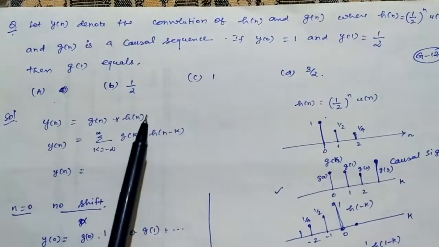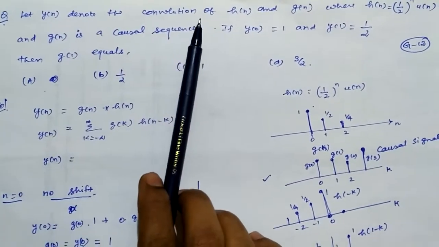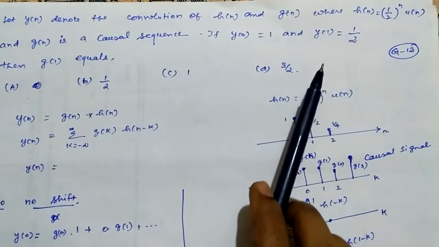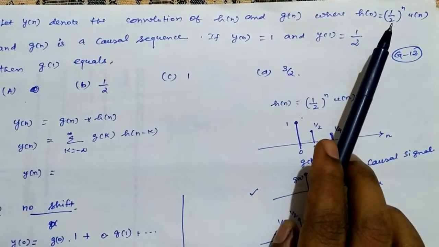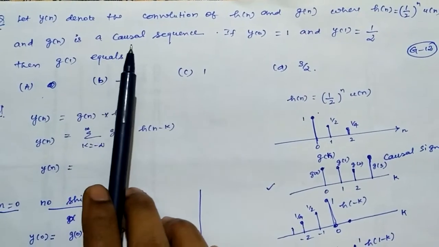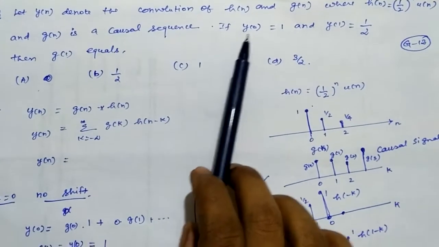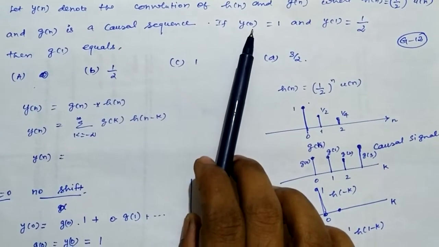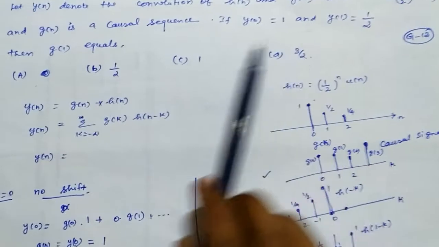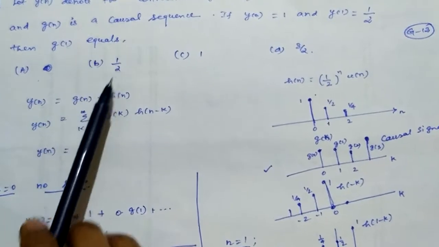So next question. Let y of n denote the convolution of h of n and g of n, where h of n is 1 upon 2 power n into u of n, and g of n is a causal signal. If y at n equal to 0 is 1, and y of 1 is equal to 1 by 2, then what will be the value of g of 1?